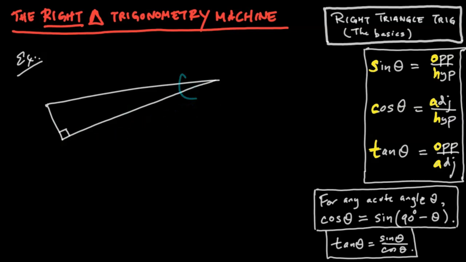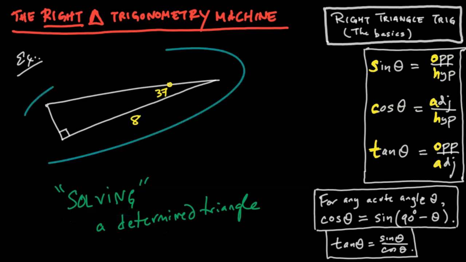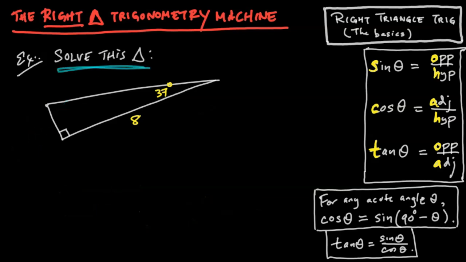So let's write down the information. Well, the first angle we know is 90 degrees. Let's say this side is 8 units, and let's say this angle is 37 degrees. So as we learned in the previous chapter, we have enough information to determine the triangle. So we should be able to figure out the 3 missing parts. Traditionally, this is known as solving a determined triangle. When we have enough information to determine the triangle, solving the triangle just means finding the missing parts. Anyway, let's solve this triangle.